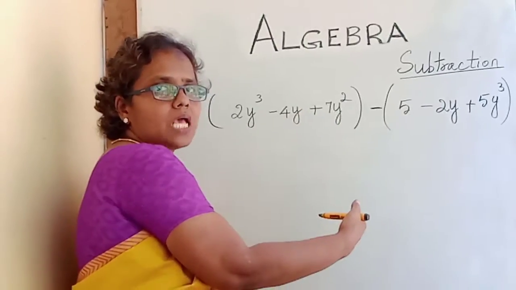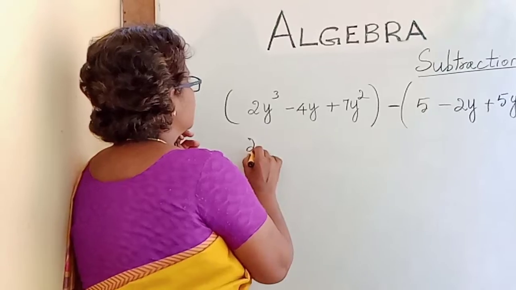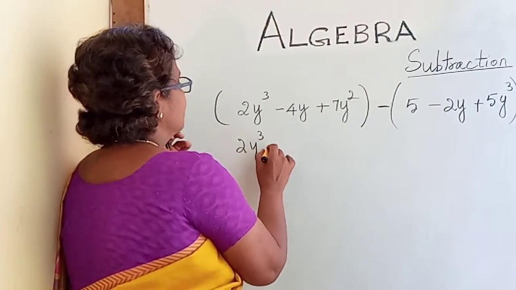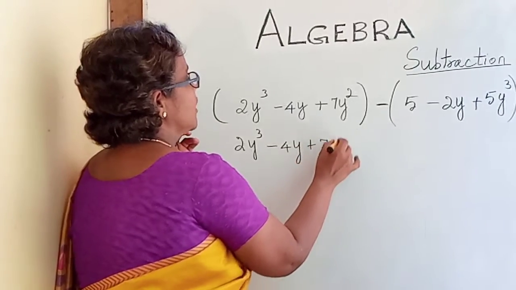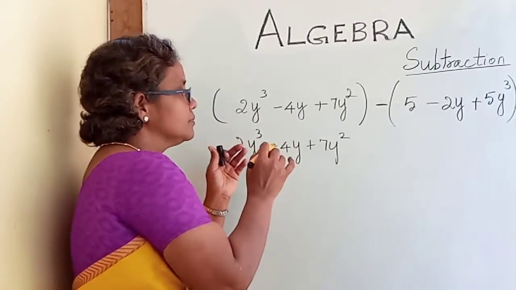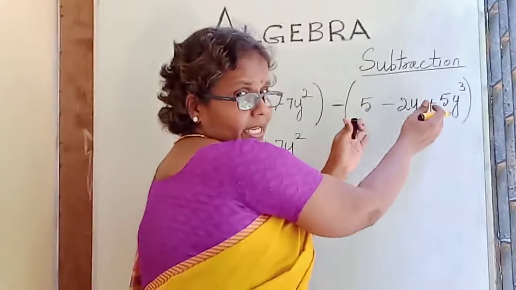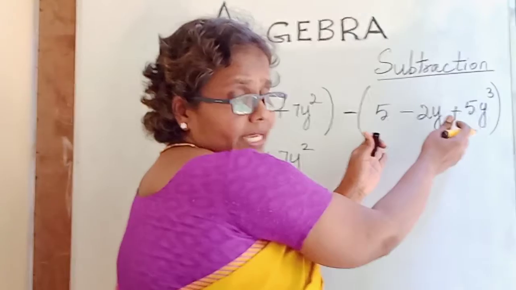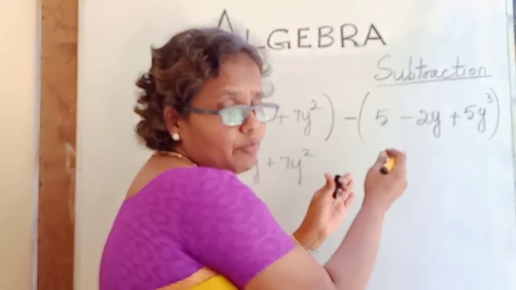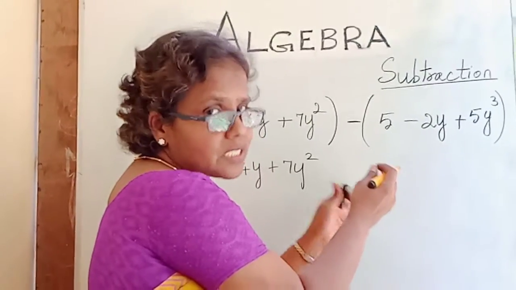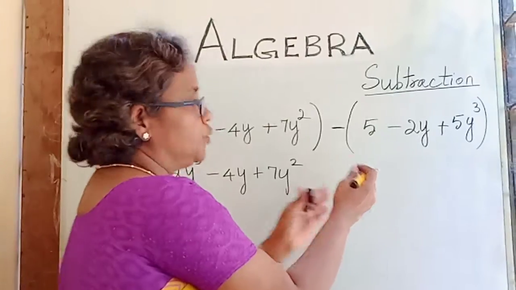You just remove it as it is. So I am going to write it outside. So this is 2y cubed minus 4y plus 7y squared. Only now you have to be very careful while you are removing the second algebraic expression's terms. You have to be very careful about how you are going to manipulate the signs of the terms. Now I will make it very easy for you.